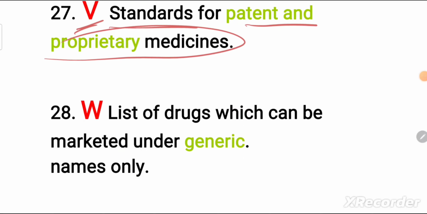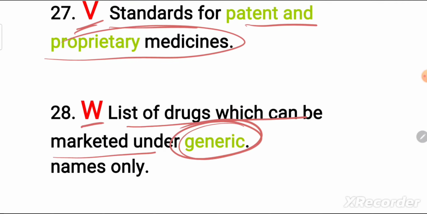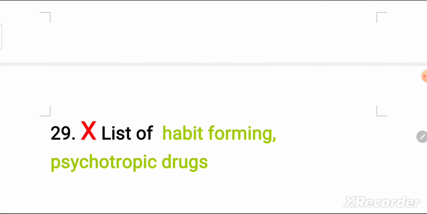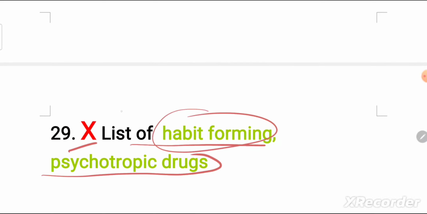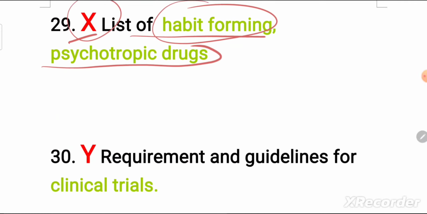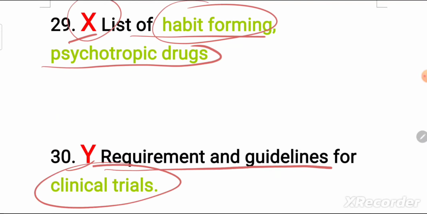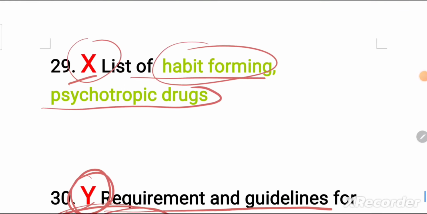Next, W is the list of drugs which can be marketed only under generic name. Next, X is the list of habit forming and psychotropic drugs, most important schedule. Next and last is Y, requirements and guidelines for clinical trials. The main schedule is Y. These are the most important schedules from the exam point of view.